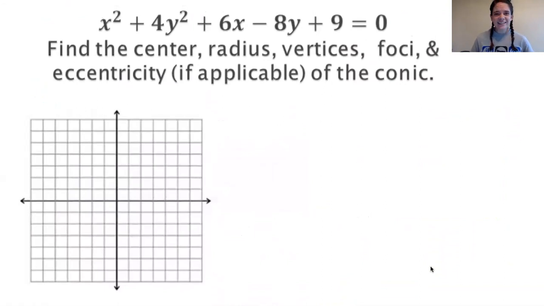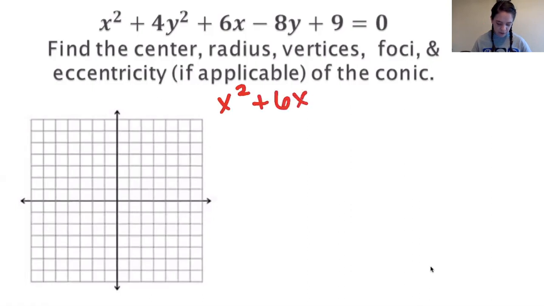Notice how this is not in standard form, which means we're going to have to get it there. We need that x minus h squared and the y minus k squared. And since we don't have it, yes, you've guessed it, we're going to have to complete the square 2 times. So the first thing that I am going to do is rearrange this so that my x is with my x squared and my y is with my y squared.